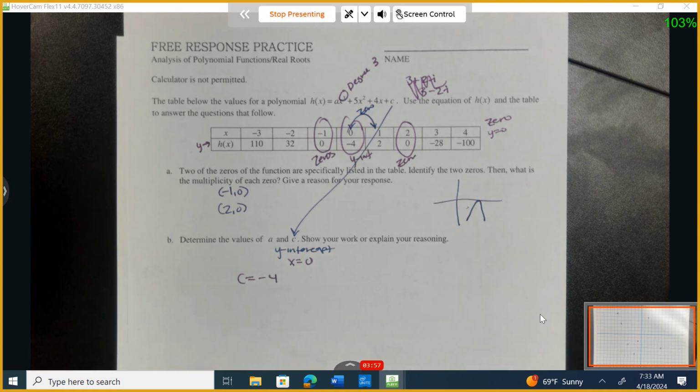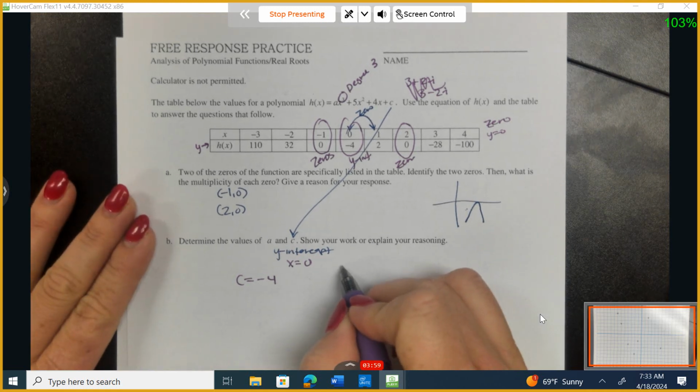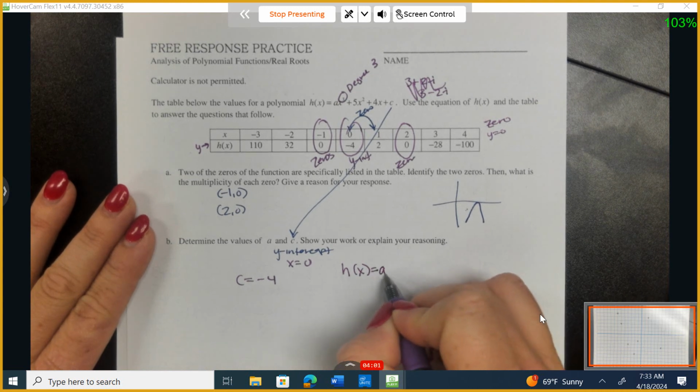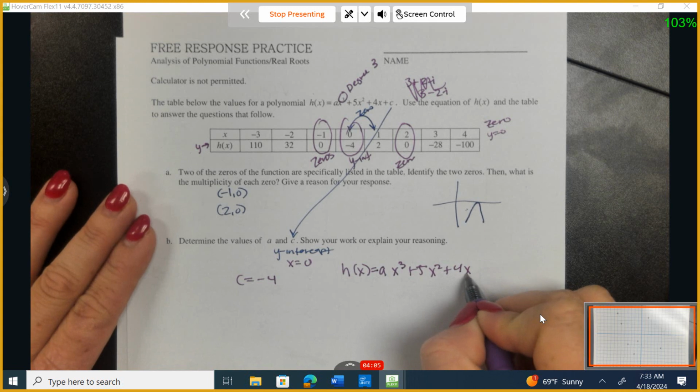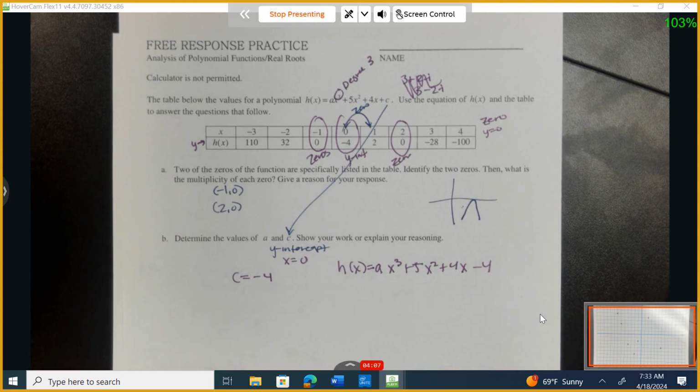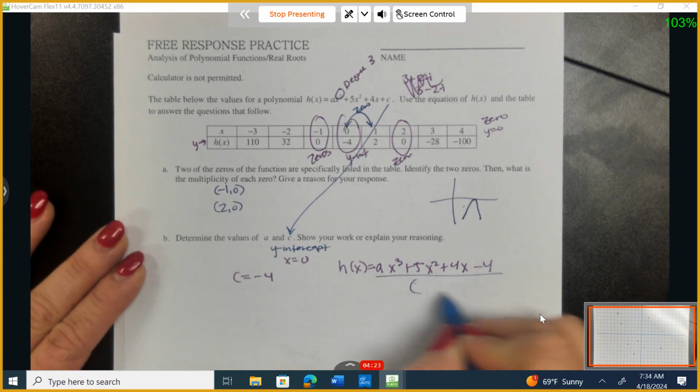So this is pretty cool. I'm going to write down h of x. Here we go. H of x equals, I don't know what A is. I don't know what A is. But I do know that C is negative 4. And I can figure out what A is as long as I know one factor. Josh could tell me one factor, and Davey could tell me another factor, and either way we can solve for A. Josh, what is one of the x-intercepts? Negative 1. So Josh, can you tell me how do I write that as a factor?